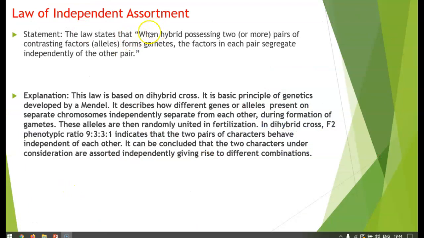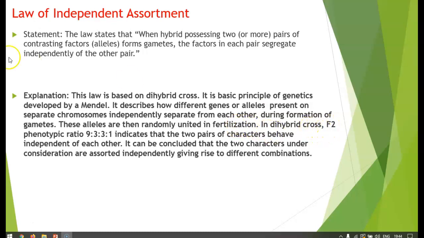The law of independent assortment states that when a hybrid possessing two or more pairs of contrasting characters or factors, that is the alleles, forms gametes, the factors in each pair segregate independently of the other pair. Explanation: this law is based on the dihybrid cross that I have explained to you already. It is a basic principle of genetics developed by Mendel. It describes how different genes or alleles present on separate chromosomes independently separate from each other during formation of gametes. These alleles are then randomly united in fertilization.